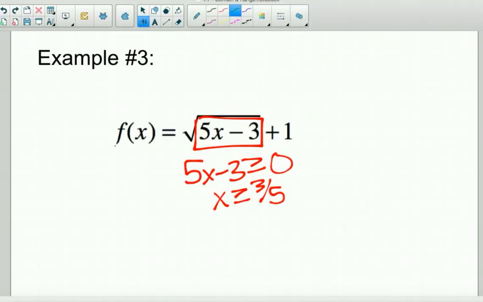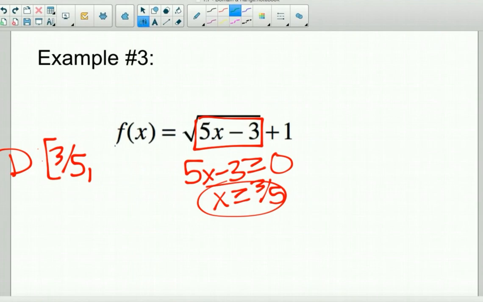I'm done there. I didn't get two answers, so you don't have to put it on a number line. You can, right? You could do 3/5 on a number line and just figure out that anything bigger than that works. Or you could just say, okay, the domain starts at 3/5, and it could be that because if I plug that number in, I get 0, and the square root of 0 is fine, as long as it's not negative, and it goes all the way to infinity because it's greater than or equal to that number.